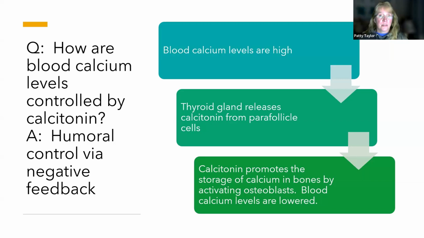Like all hormones, calcitonin travels the bloodstream. Calcitonin targets the bones to activate osteoblasts. Osteoblasts will in turn deposit blood calcium into new bone tissue. That removes the excess calcium out of the bloodstream.